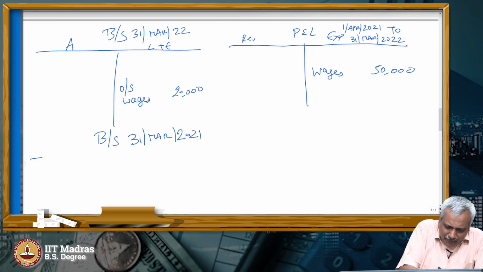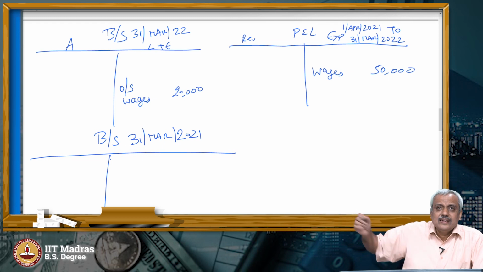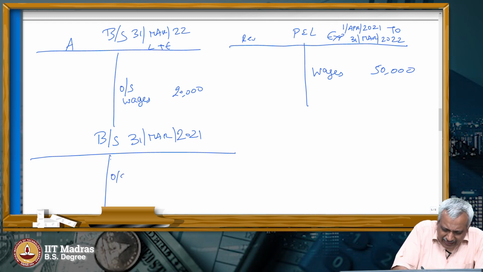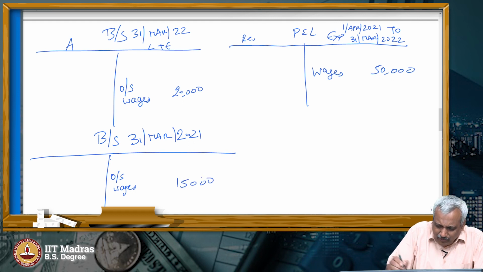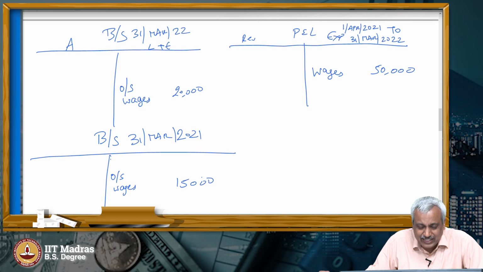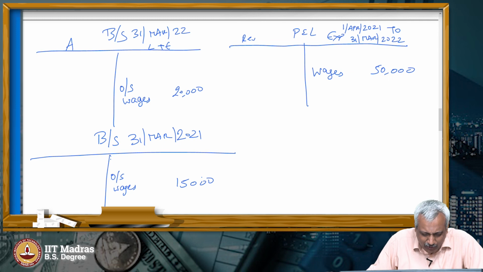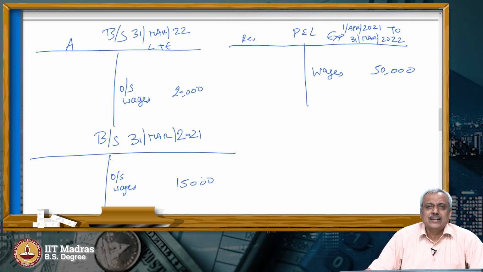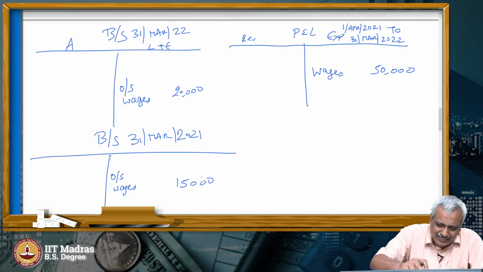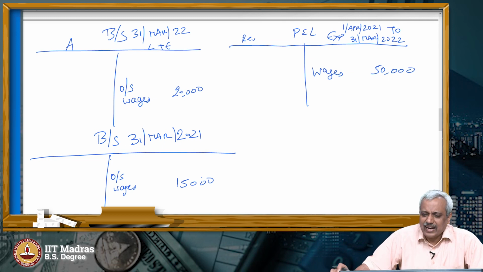And I see the outstanding wages in the balance sheet of 2021 is 15,000 rupees. 15,000 rupees is the outstanding wages as of March 2021. 20,000 is the outstanding wages as of 31st of March 2022. And the P&L wages pertaining to the year 1st of April to 31st of March 2022 is 50,000. What is the cash outflow?